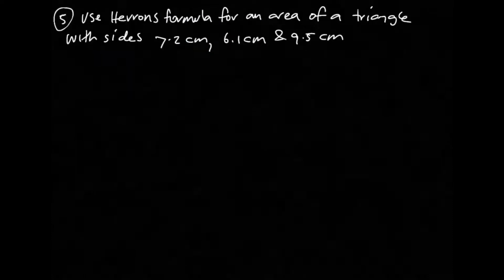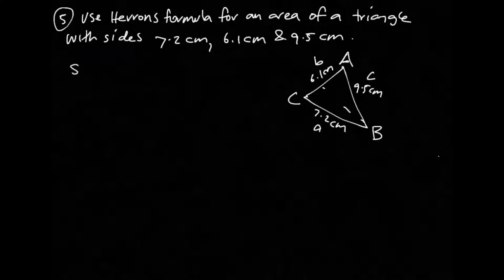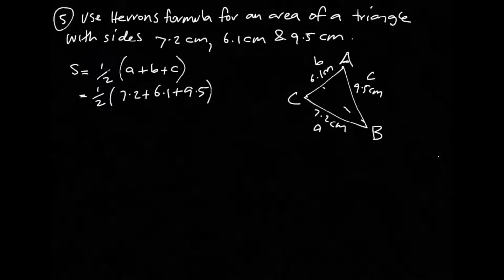Alright, use Heron's formula for area of a triangle with sides 7.2 centimeters, 6.1 centimeters, and 9.5 centimeters. With Heron's rule, you need to find the semi-perimeter, which is a half of sides A plus B plus C, half the perimeter, equals a half of 7.2 plus 6.1 plus 9.5, which equals 11.4 centimeters.